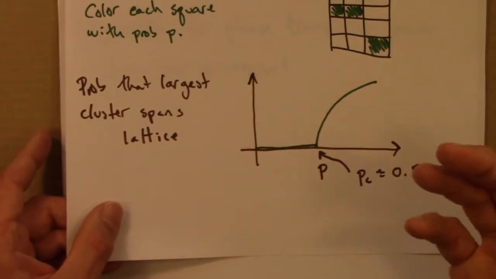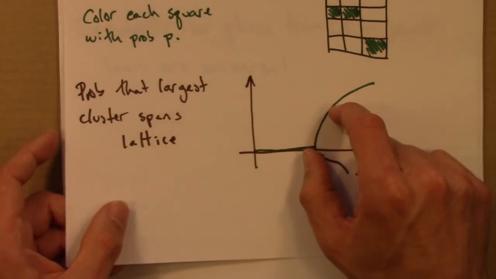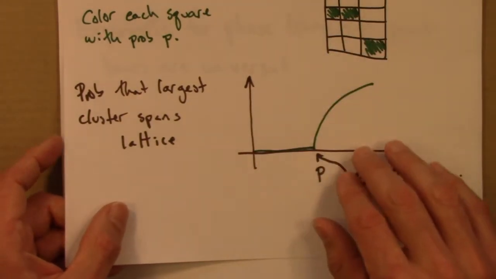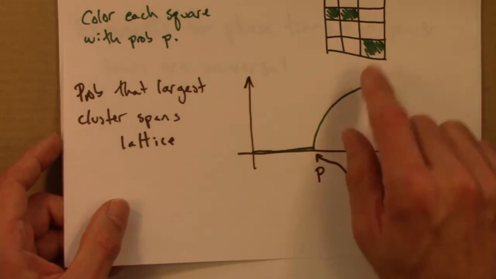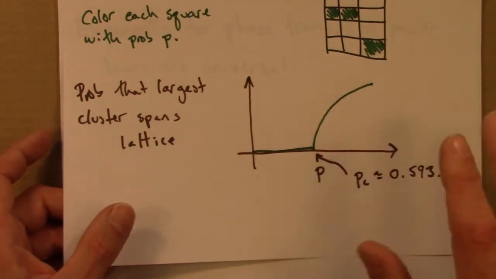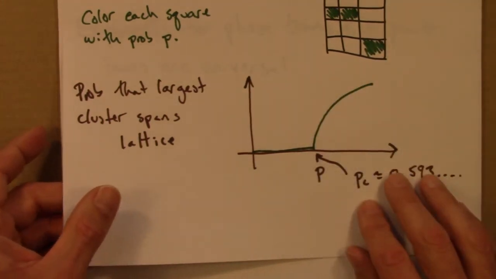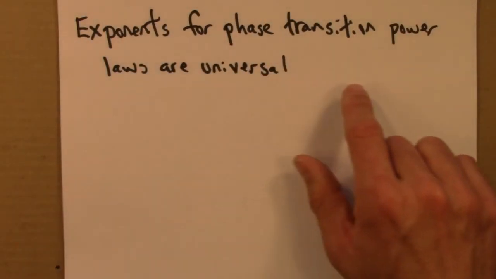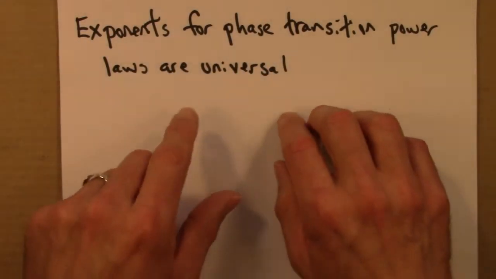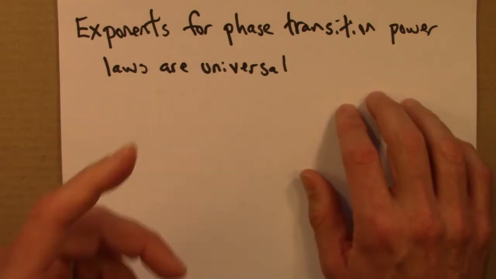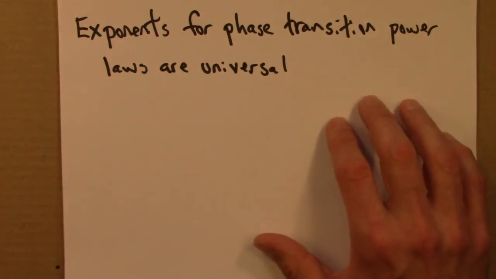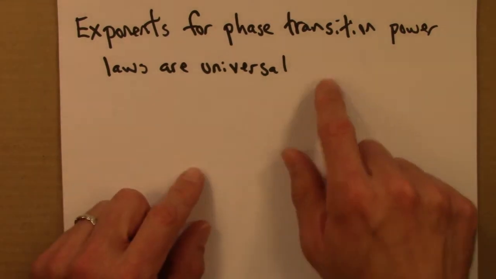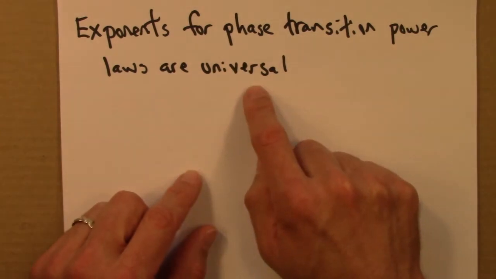It turns out that water freezing is not a phase transition like this, but there are many other transitions that are continuous and do have these nice properties that I'm about to describe. So we see power laws at the critical point, the transition point, in phase transitions. And it turns out that those exponents are universal.